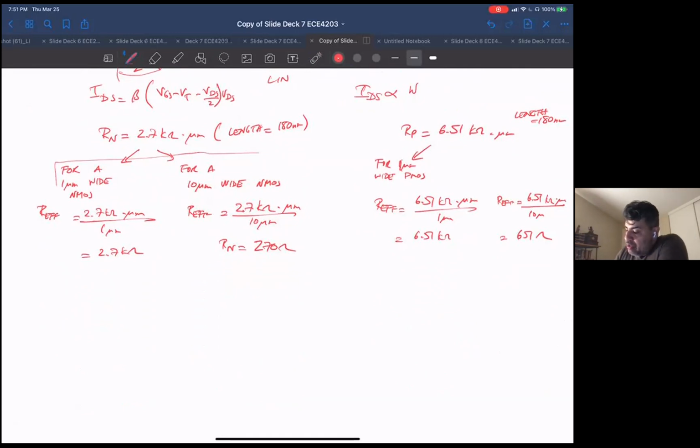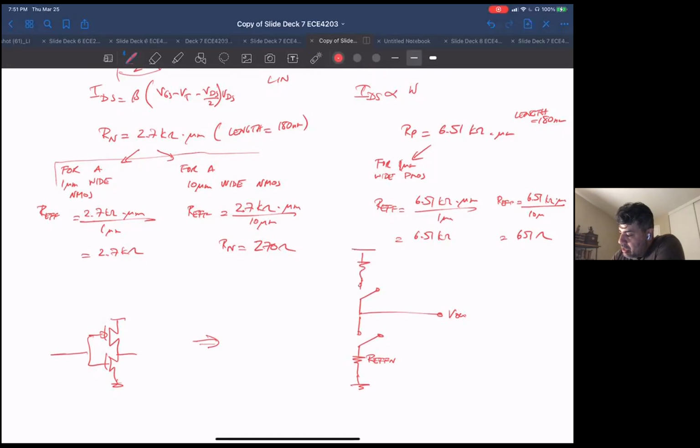Okay, so let's say we have our inverter. This is from a transient simulation standpoint. On the first order, we're going to pretend we've got a resistance to ground, R effective N, and a switch. And then we'll have a switch for the P, and this will be R effective P. Okay, so that's kind of what the resistances look like.